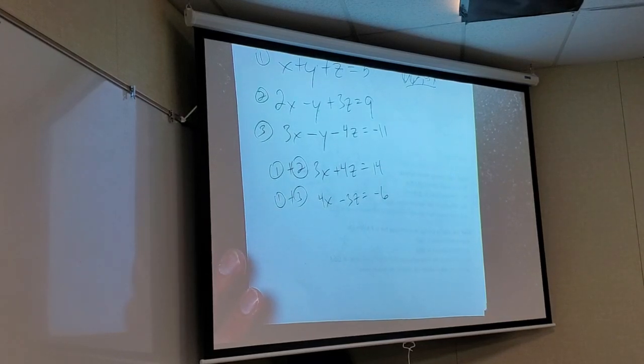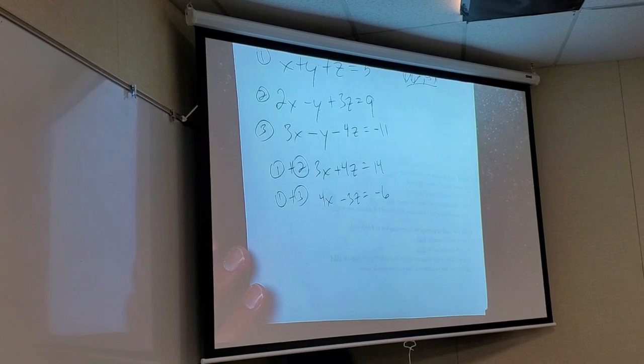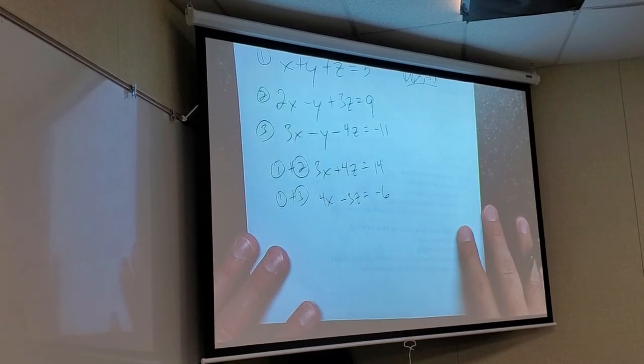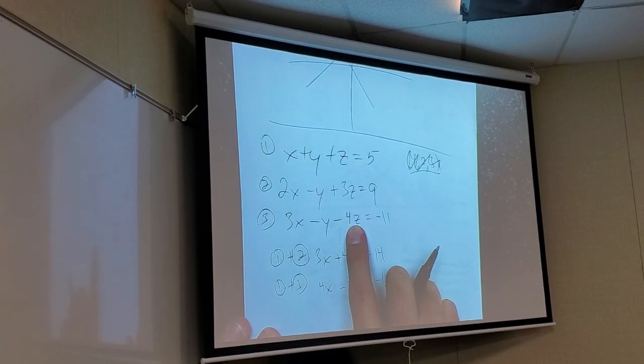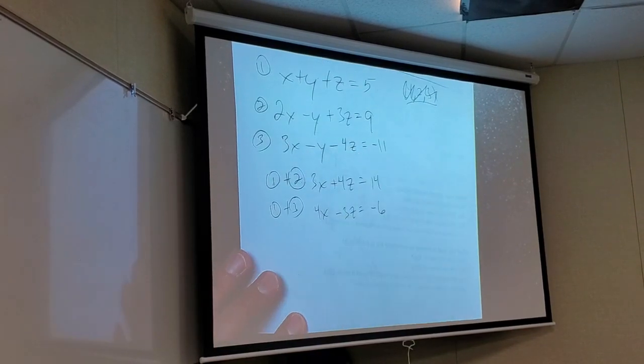I was just gonna ask what this method is called. Oh, this is the elimination method. So we have the substitution method. Substitution method would suck here. Elimination is just much more straightforward.